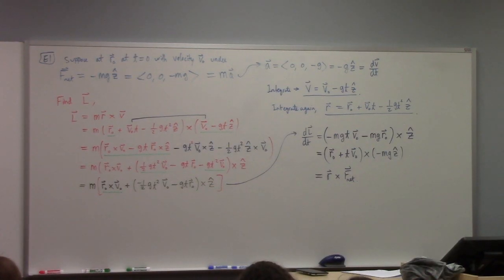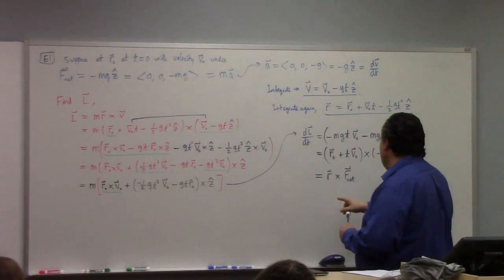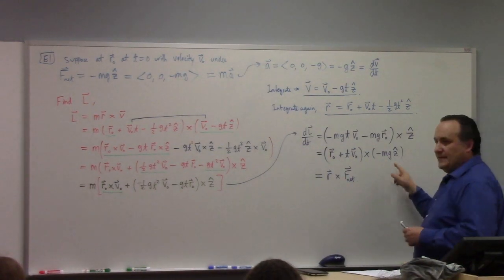Which is what we said had to happen. So I've just shown you that for this specific example, if we calculate the angular momentum as a vector and we differentiate it, then we will in fact get the net torque, which in this case is r cross minus mg z hat. That's the net force here.